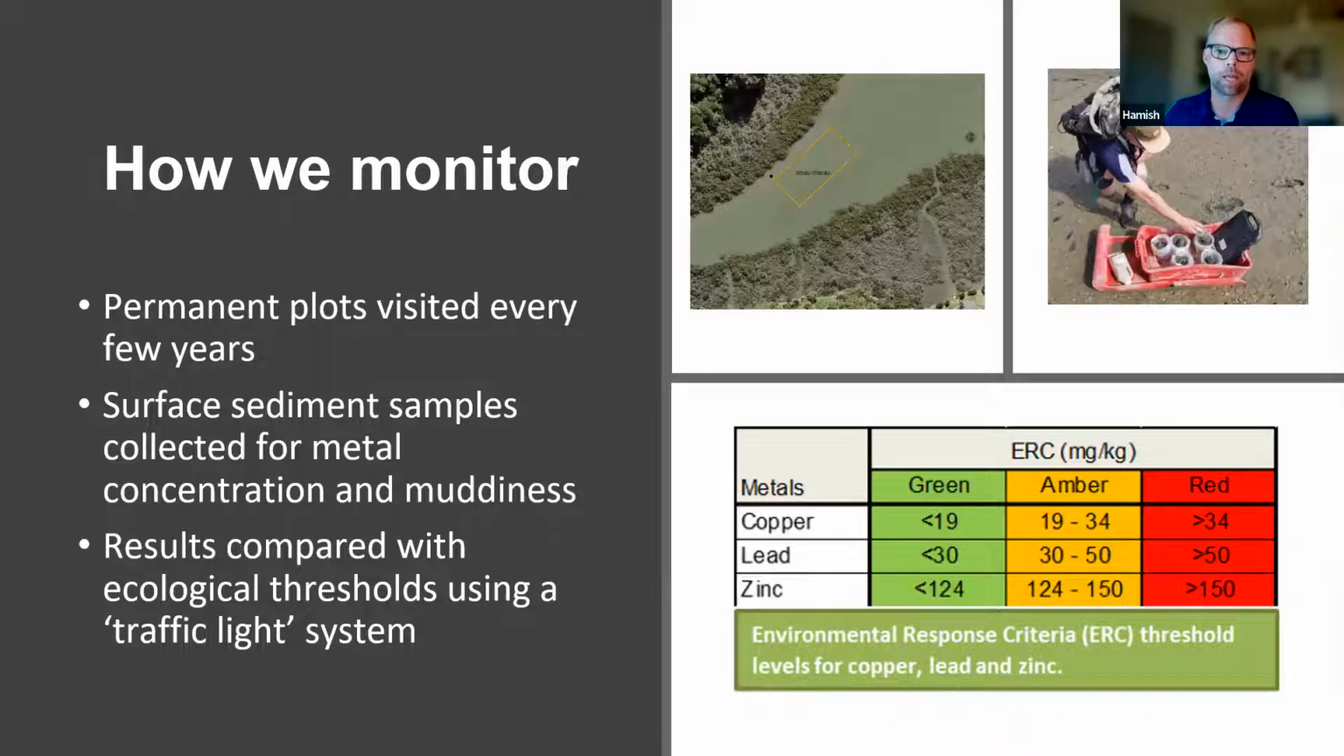When we look at the results we get from our sites, we compare them with threshold levels, and these have been developed specifically for Auckland. They're known as the environmental response criteria. And this uses a traffic light system. You can see that table there at the bottom right of your screen. We don't need to pay too close attention to the values, but we just need to make note that green indicates a pretty low level of contaminants. Amber is moderately elevated where we might start to see some impacts, and red's quite a high level of contamination where ecological impacts and degradation are likely to be occurring.